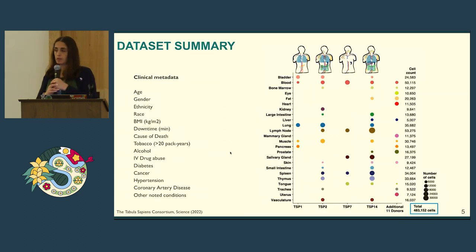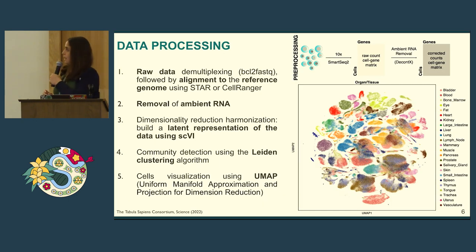So in Tabula Sapiens, what we have as the first pass of the data set is about 500,000 cells from 24 tissues and 15 donors. But in addition to this incredible collection of transcriptomic profiles, we also have clinical metadata. And one of the goals of providing all of these in a format that is easily accessible is that we are hoping the community can take this data set and really start asking questions and improve how we're thinking about disease treatment.